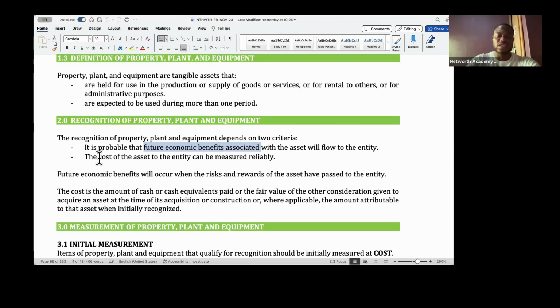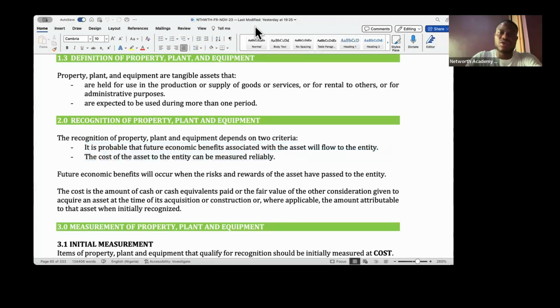And 2 is that it must have a cost. The cost of the asset can be measured reliably. And when we say cost, we are talking about money. The money you paid for the asset, or any other consideration given to acquire the asset. That is the cost we are talking about here. So majorly, these are the 2 recognition criteria before you can incorporate an asset into your books.